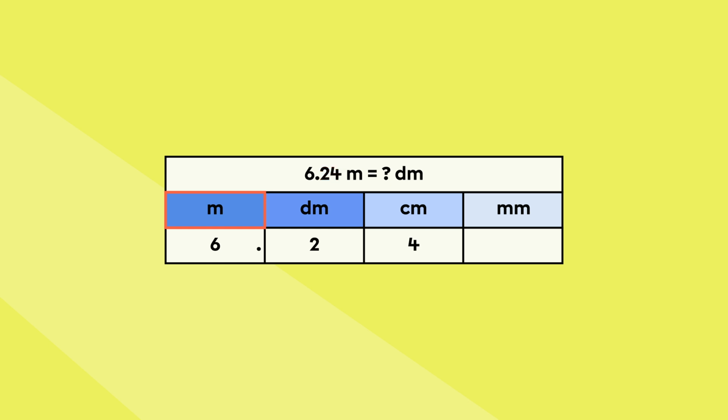I then find the column of the new unit of measure. In this example, I want to convert into decimeters. The next step is to move the decimal point to the column of the new unit of measure. So I move the decimal point to the right side of the 2 in the decimeters column. Lastly, I add a 0 in each empty column up to the new unit of measure. Since there's one digit in every column up to the new unit of measure, I don't need to write any zeros here. That's it, I'm done. I now know that 6.24 meters is equivalent to 62.4 decimeters.